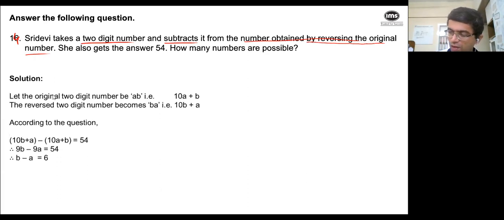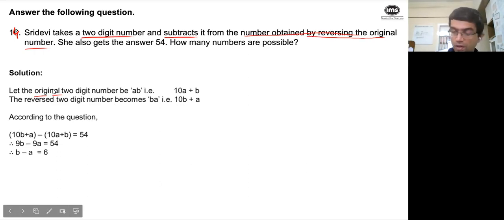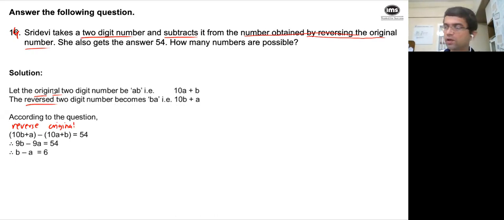So the original number is 10a plus b, the reversed number is 10b plus a. And from the reversed number, I am subtracting the original number. Read the wording, it says subtracts it from the number obtained by reversing the original number. So I get b minus a is equal to 6. How many possible numbers here? Jalaj has already found out. Can others quickly find out how many possible cases of b minus a?